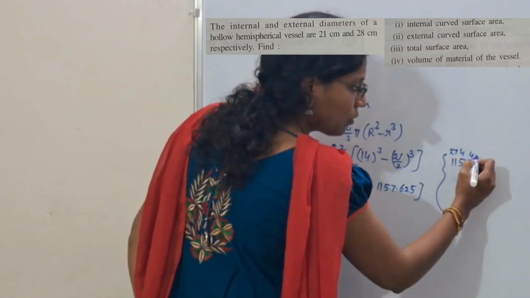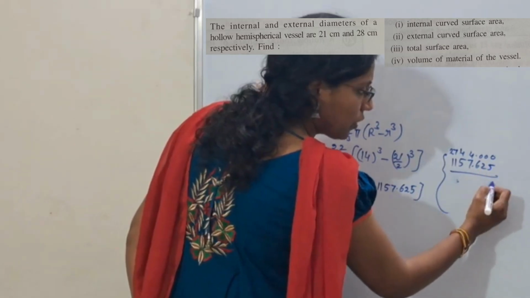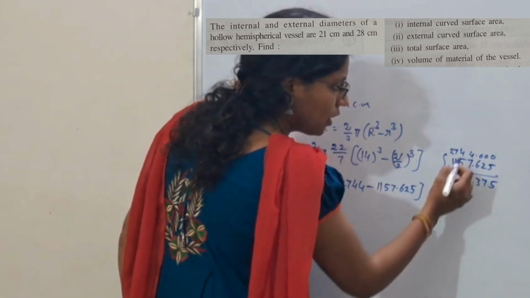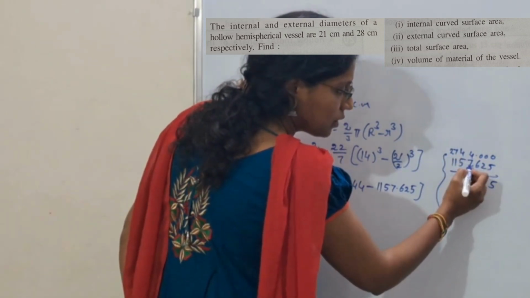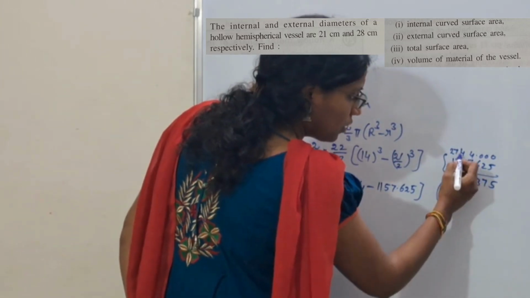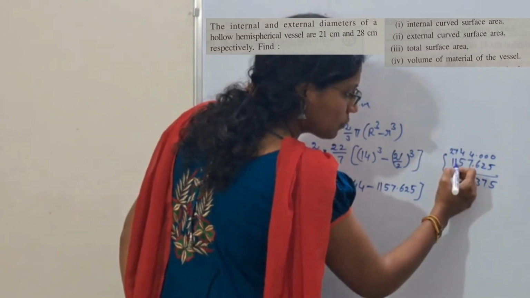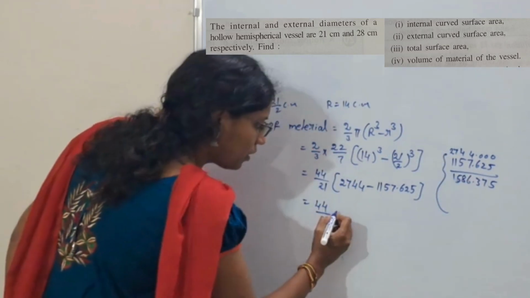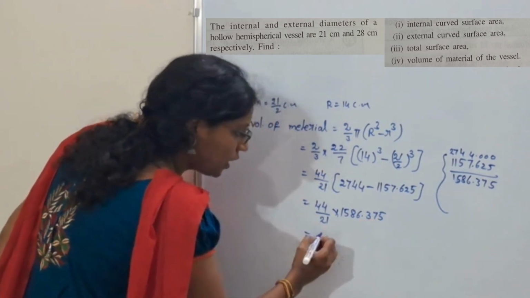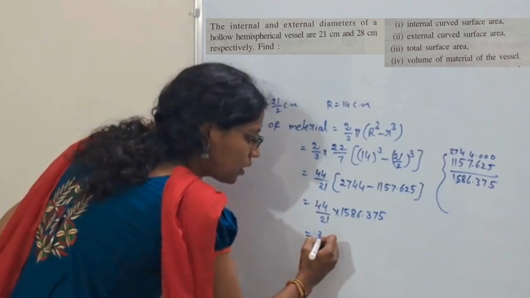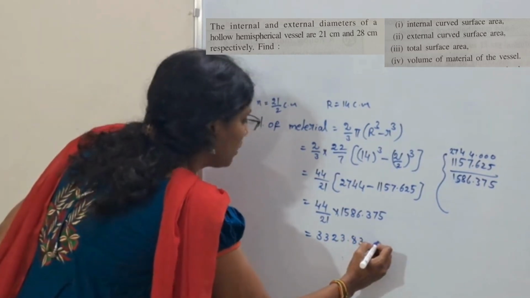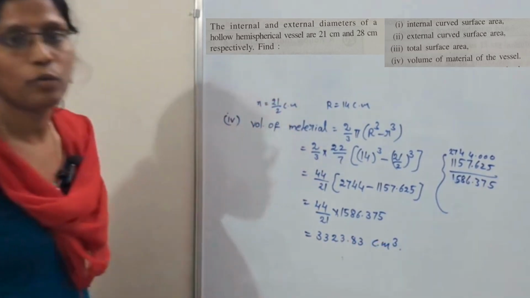Here subtraction we have to do, 2744 minus 1157.625. Here we get 1586.375. Here we have to multiply by 44 by 21. We will get 3323.83 centimeter cube. This is the volume of the material.